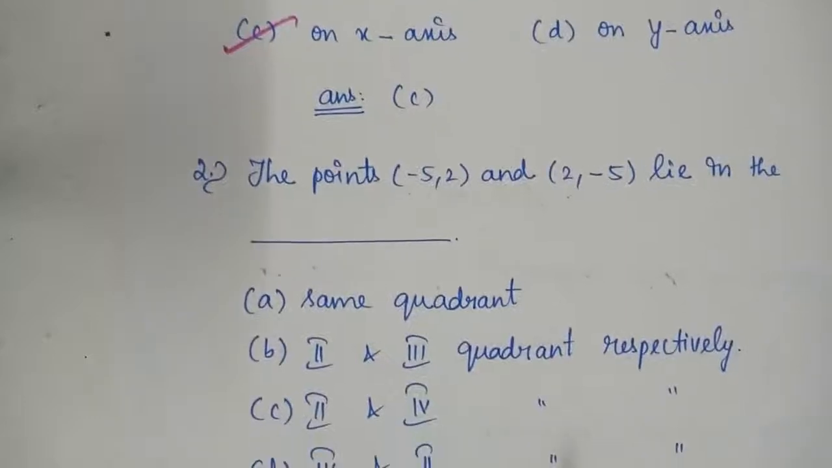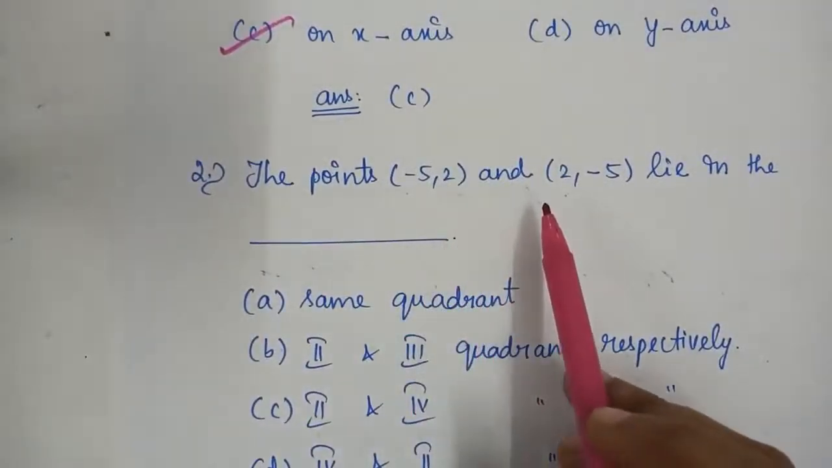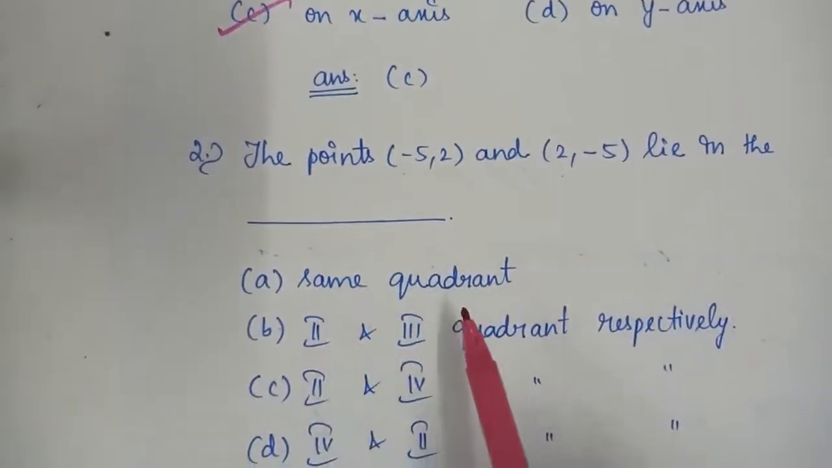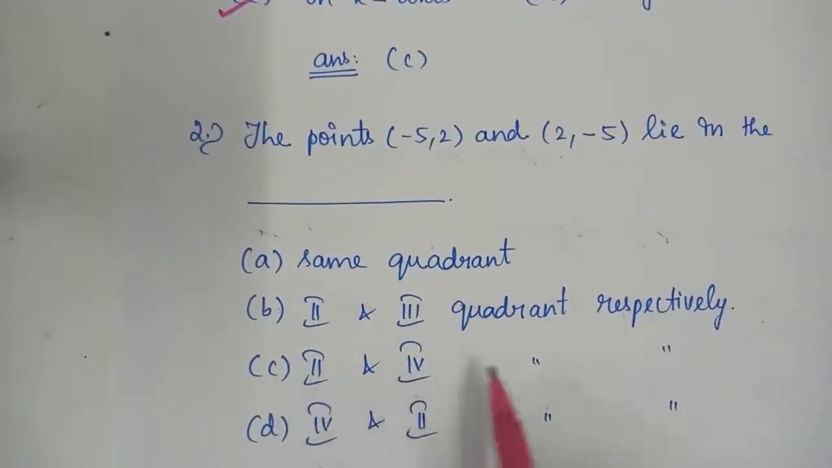Question number 2. The points minus 5 comma 2 and 2 comma minus 5 lie in the dash. Option A same quadrant, option B quadrant 2 and 3 respectively, option C second and fourth quadrant respectively, option D fourth and second quadrant respectively.